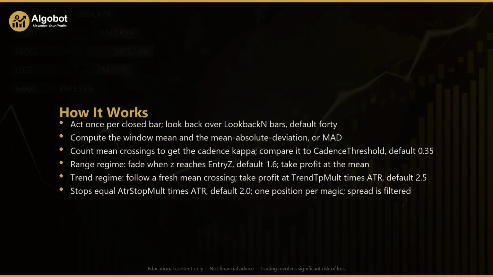If the previous close was below the mean and the newest close is above it, that upward crossing signals a buy. If the previous close was above and the newest is below, that downward crossing signals a sell. Here the take profit is set at trend TP multiple times ATR, defaulting to 2.5 times ATR, beyond the entry, and the stop again sits at the ATR-based distance. The strategy holds one position at a time per magic number, and it skips new entries when the spread is wider than the max spread point setting.